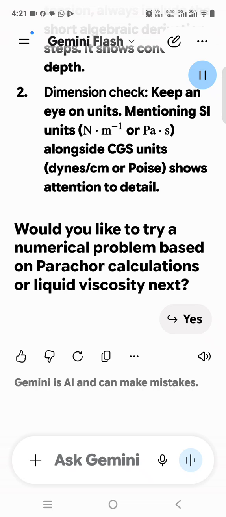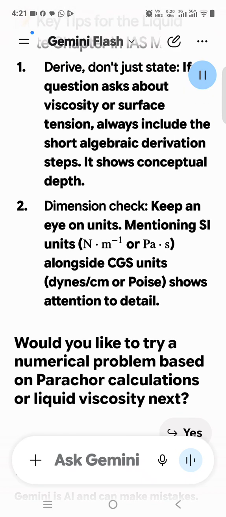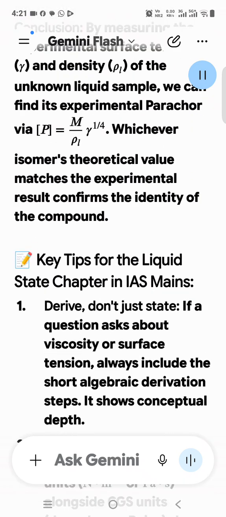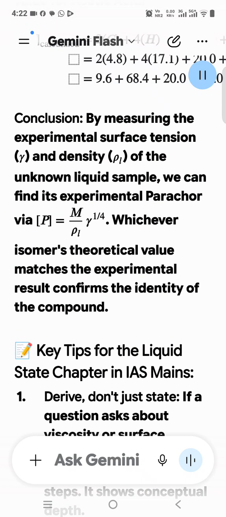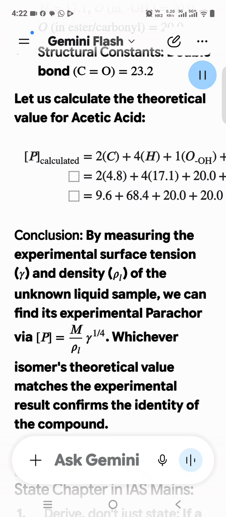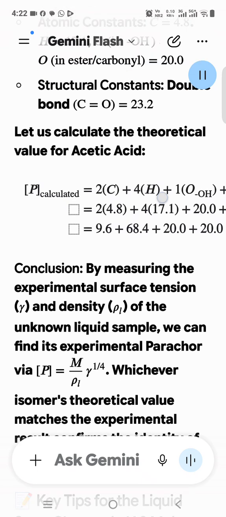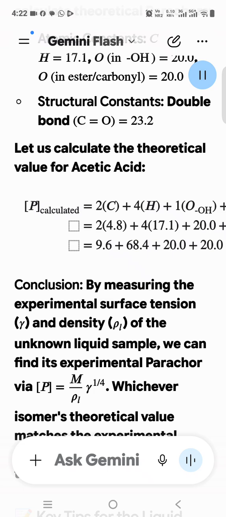Question 3. Surface tension and parachor. 15 marks. Question. Define surface tension from a thermodynamic perspective. Introduce the concept of parachor and show how it can be used to elucidate the structure of a compound with the empirical formula C_2H_4O_2.